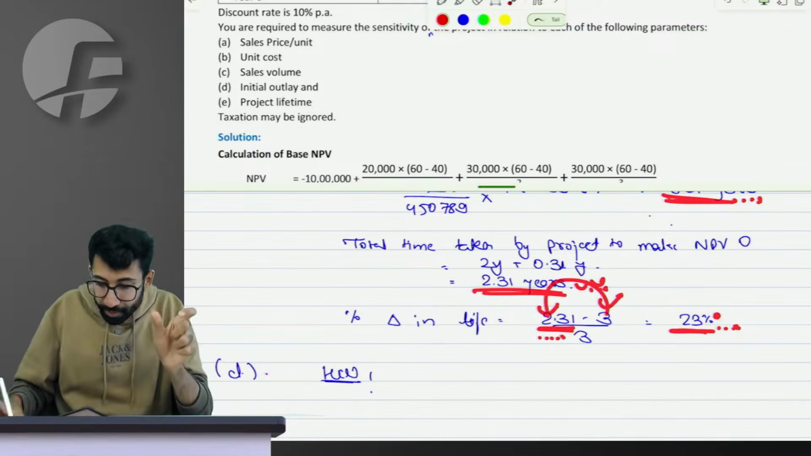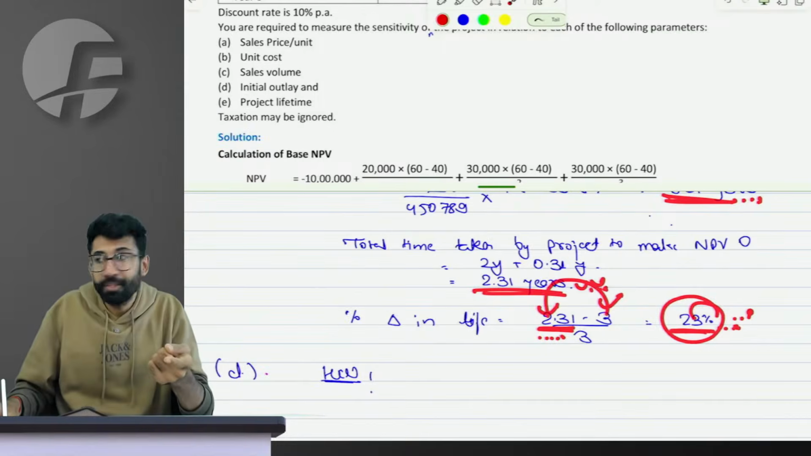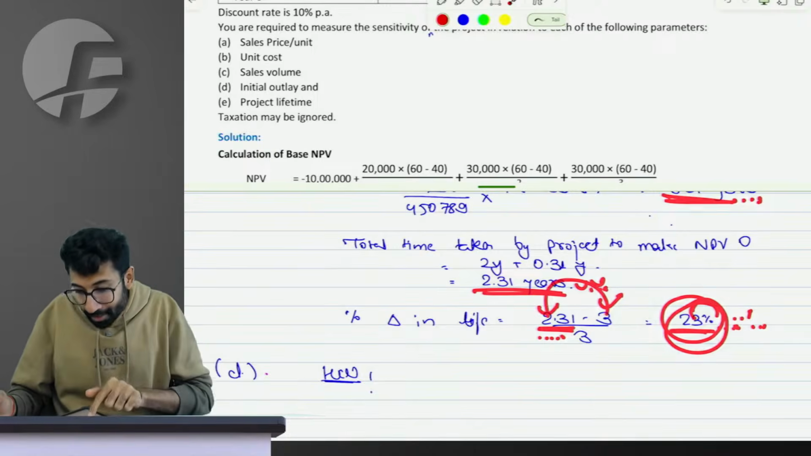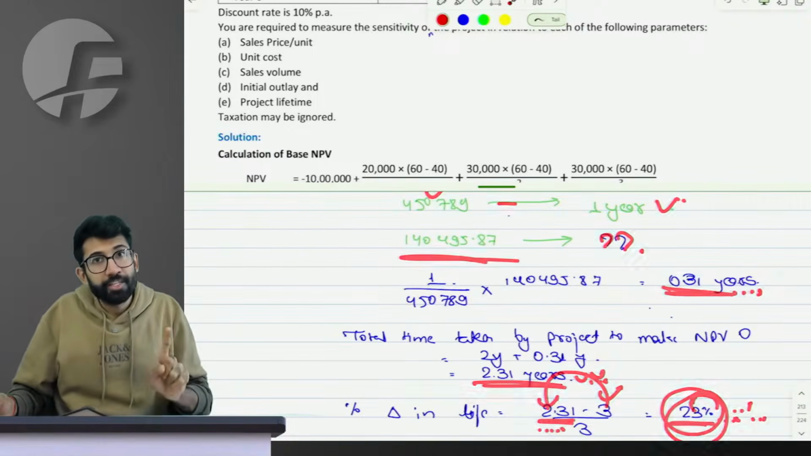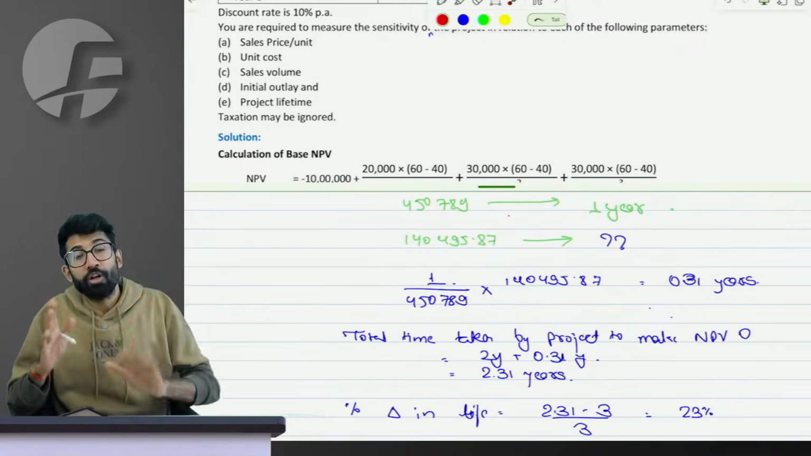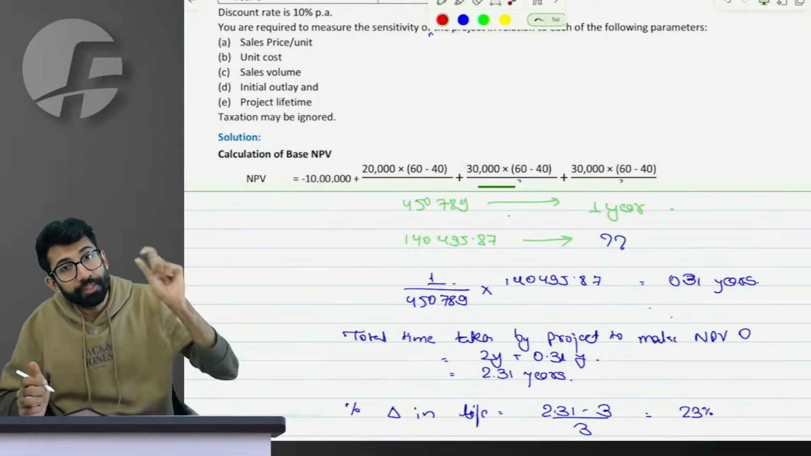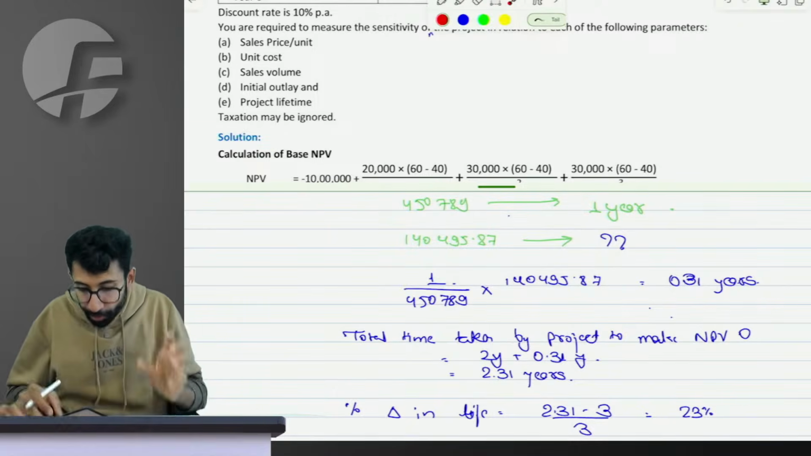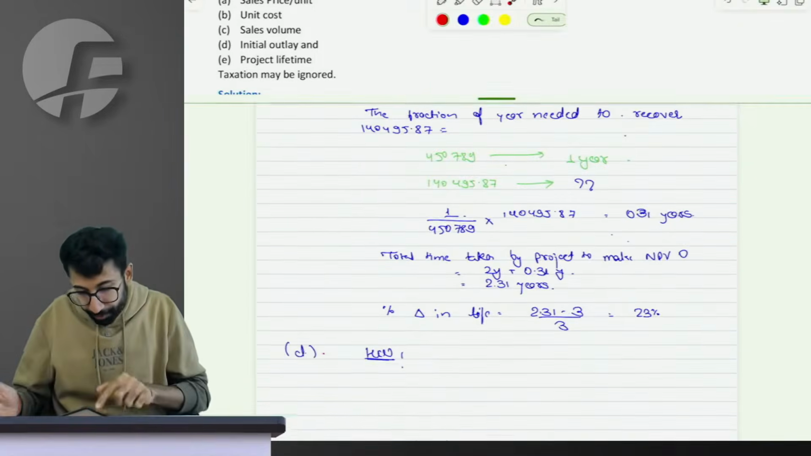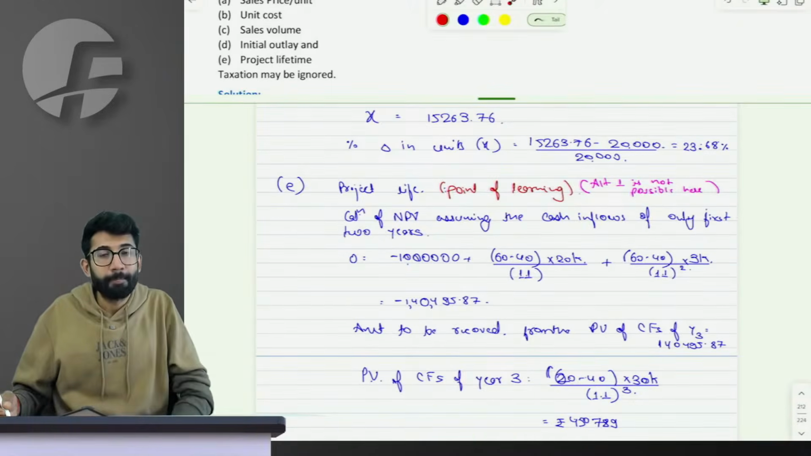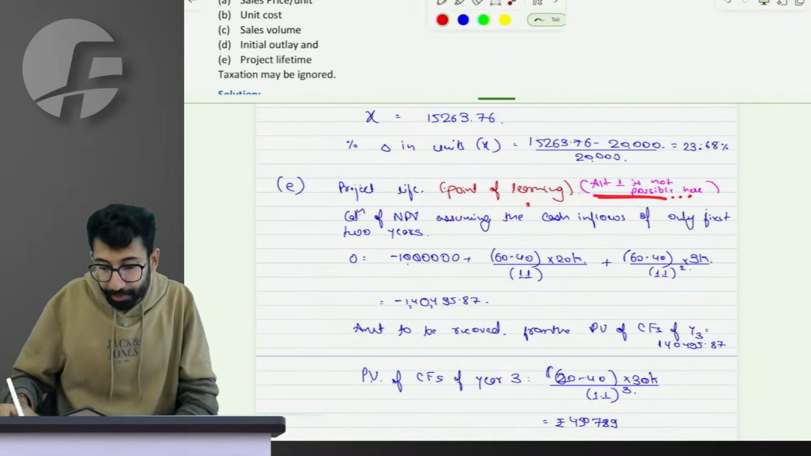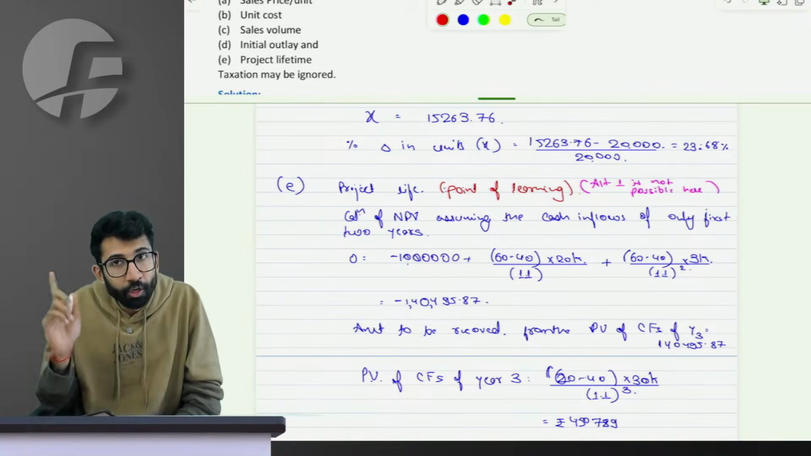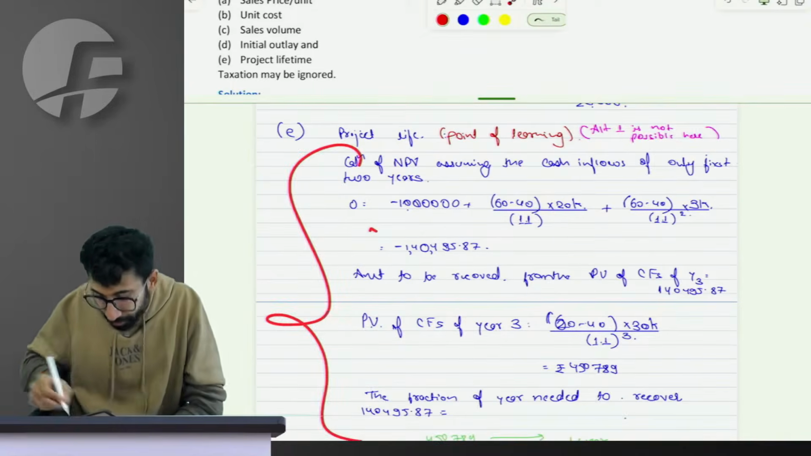So, if a 23% change in the life of the project can make NPV 0, then the project is still not as sensitive as it was with the sales price and the cost price. That is what you have to interpret. Could you observe how we do it for sales? How do we do it for life? Alternative 1 is not possible here. In case of project life, alternative 1 is not possible. Only alternative 2 is possible, and that too this way.